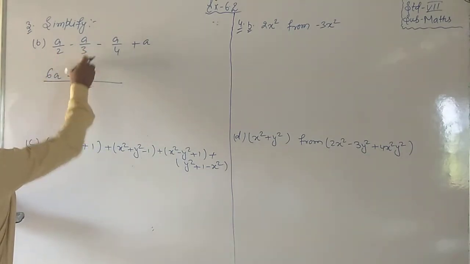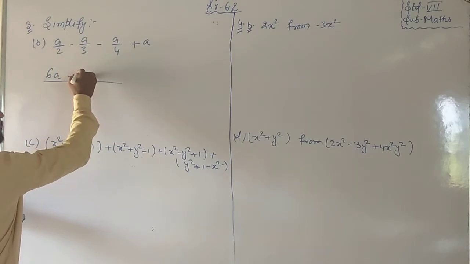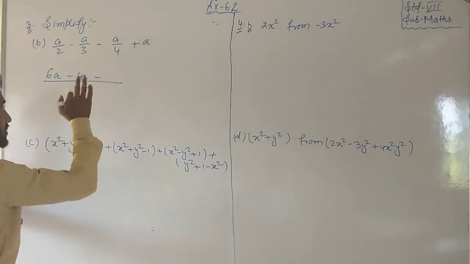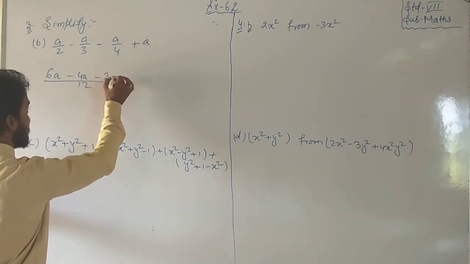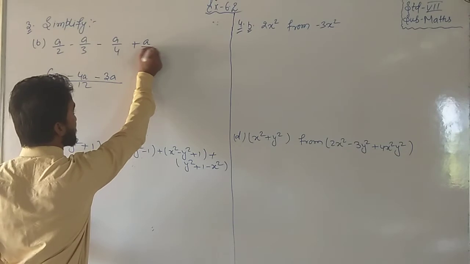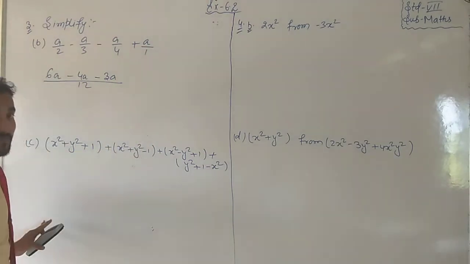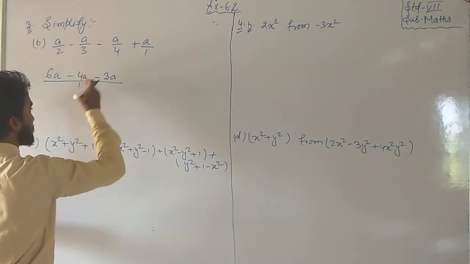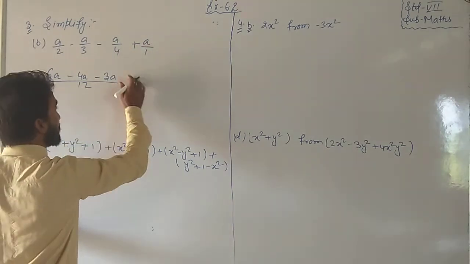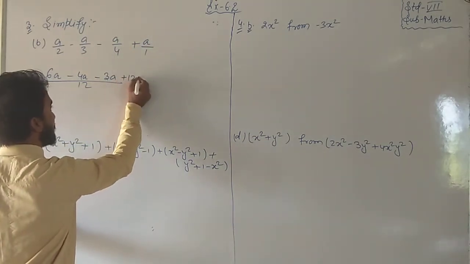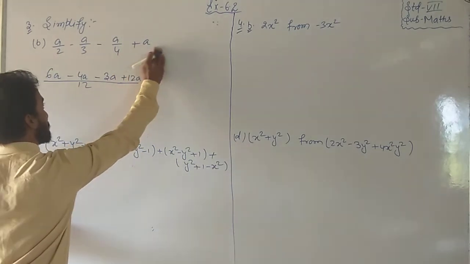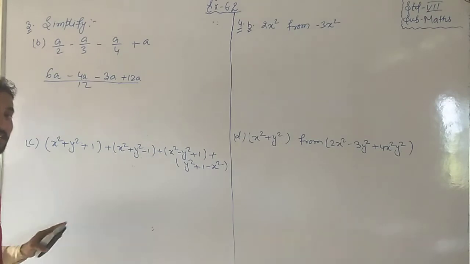What is the symbol there? Minus. 3 4s are 12, so 4 into a is 4a. Minus 4 3s are 12, so 3 into a is 3a. Students, we can see there is nothing here. If nothing is there, it is 1. Then 12 divided by 1, what is the result? 12. 12 multiplied by a is plus 12a. Students, no need to put 1 here. If there is no denominator, you can consider it to be 1.